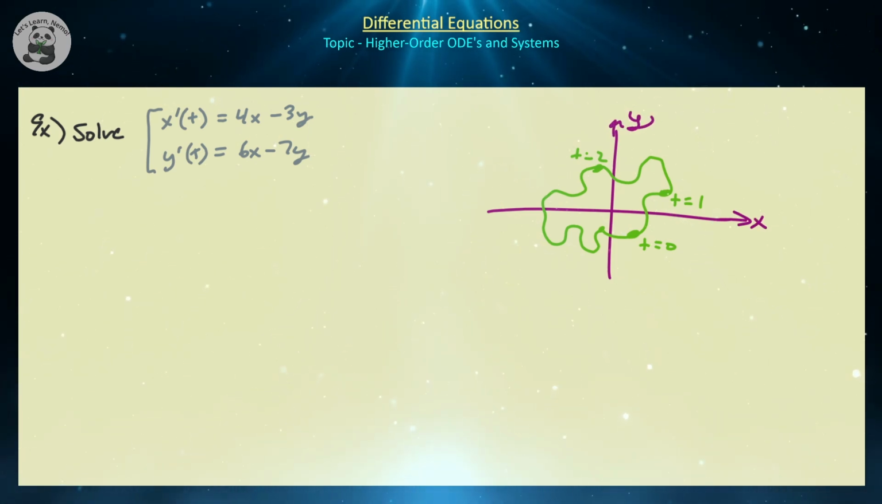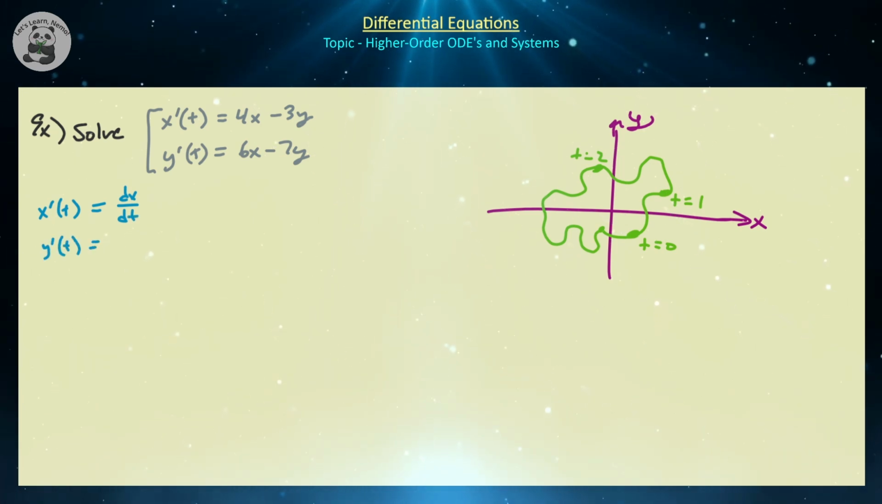So, is it possible that we can solve this first order system of differential equations to find a closed form representation for the x and y coordinates at any particular time t, provided that we know how the x and y coordinates are changing with respect to time t? Keep in mind this notation here: x prime of t is just a fancy way of saying dx/dt, and y prime of t is similarly dy/dt.